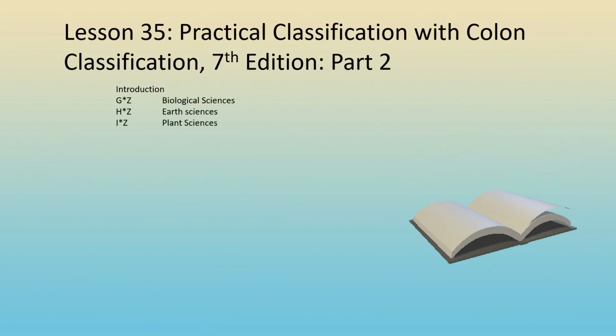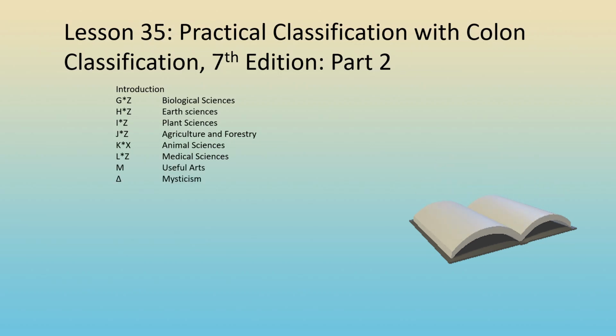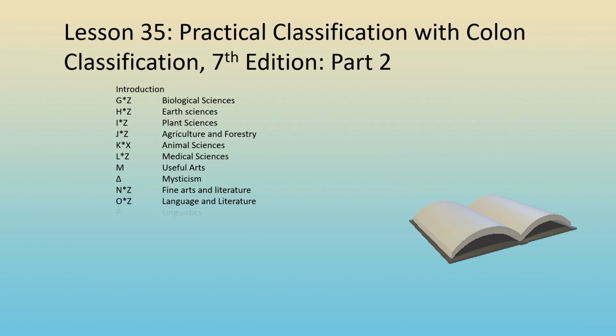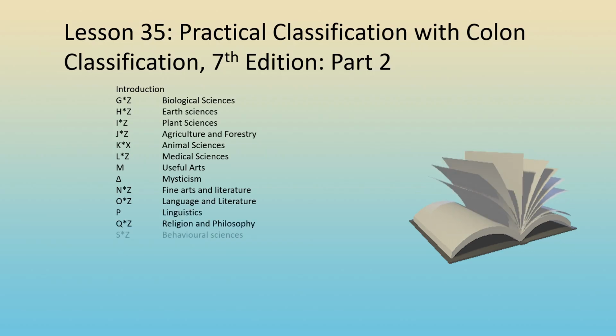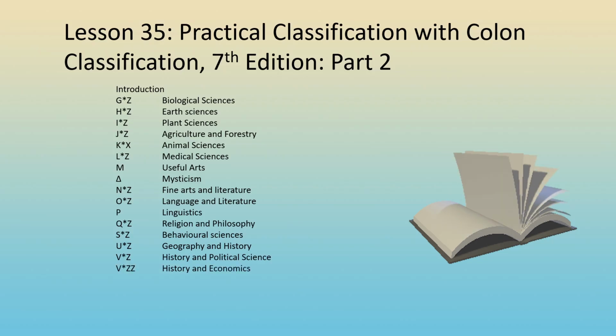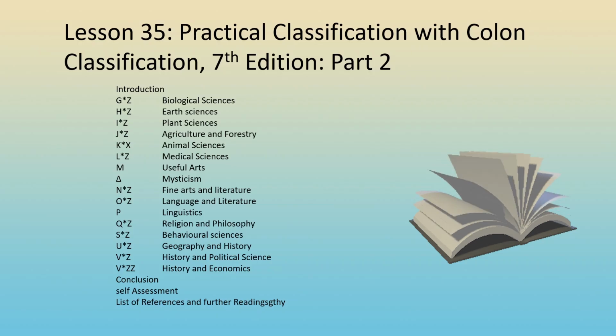In today's class we give the outlines of some basic classes such as biological sciences, earth sciences, plant sciences, medical sciences, and then useful arts, mysticism, fine arts and literature, language, linguistics, religion and philosophy, behavioral sciences, geography and history, political sciences, economics, and their special isolates are given in part E in their respective chapters.